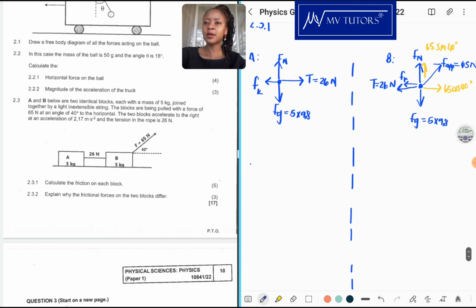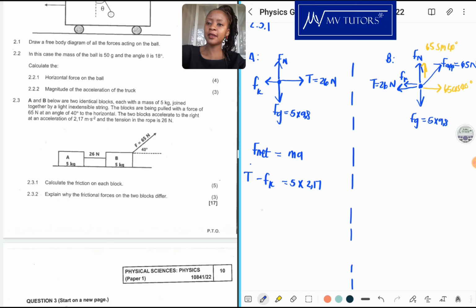All right, so if I work out the horizontal forces, remember, resultant force is equal to mass times acceleration, or net force. So I have tension, because it's moving to the right, minus the friction force is equal to the mass, which is 5, times acceleration. They gave it to us, 2.17.